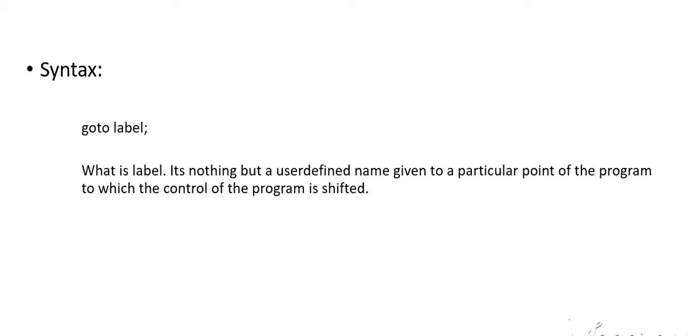For example, if I am asking the class leader to go to a particular room, I should mention the room number to collect the books. In the same way, we are shifting the control of the program from one location to another. So we should specify to the compiler where the control of the program should be shifted. To specify the position, we have to specify the label inside the program to which the control is being shifted.